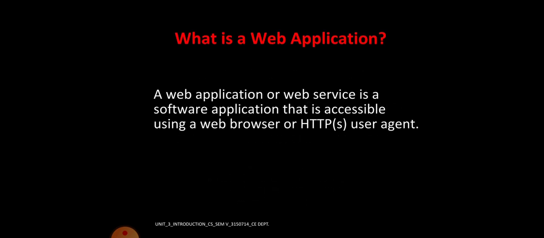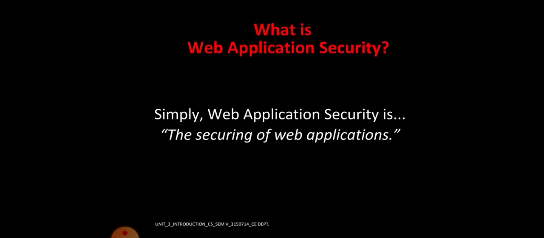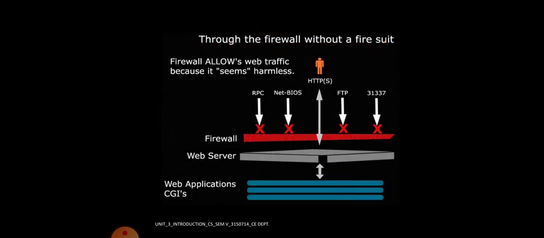The first question is, what is a web application? A web application is a software application that is accessible using a web browser or HTTP user agents. Web application security is simply the securing of web applications. A firewall allows web traffic because it seems harmless. A firewall works on basic policies, and is mainly used for authorization, authentication, and application access.